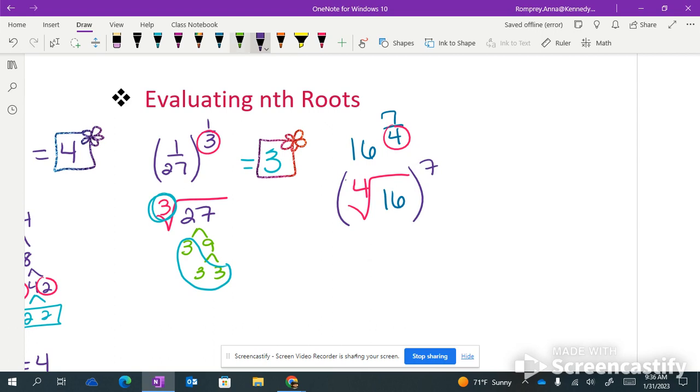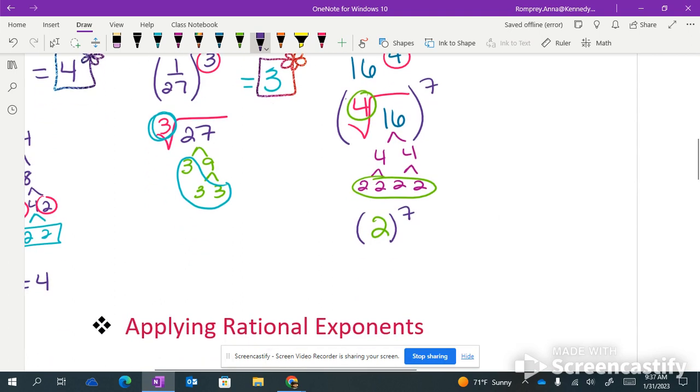Okay, so 4th root of 16, so I'm going to break that down. So 16, 4 times 4. If you did 2 times 8, that's fine. We're all going to still end up with the same answer. So then 4, 2 times 2, 2 times 2, which is perfect because we're looking for groups of 4. So the 4th root of 16 is 2. Awesome. But now we need to put that to the 7th power.